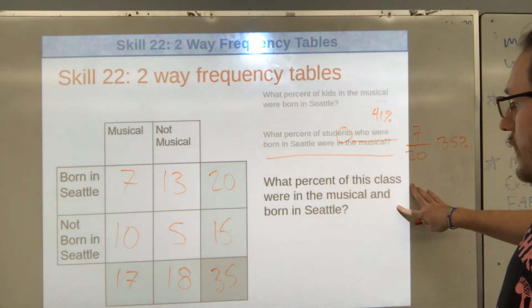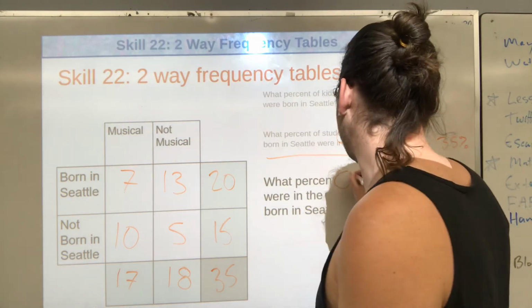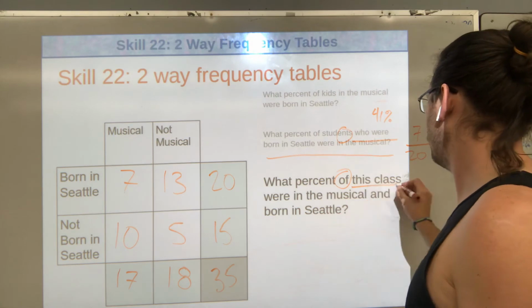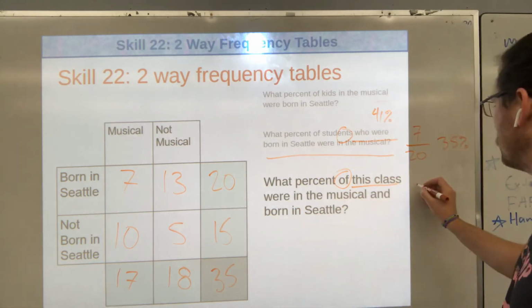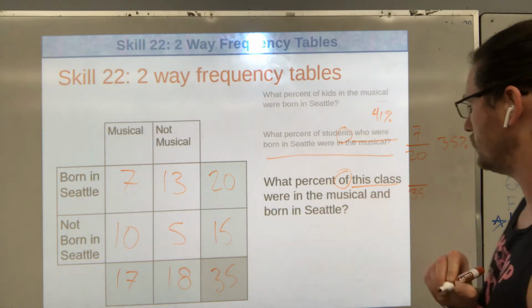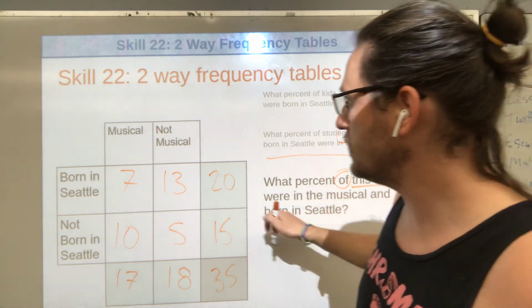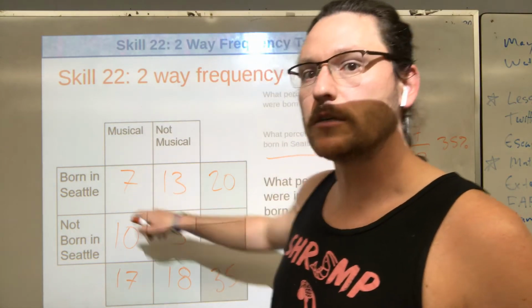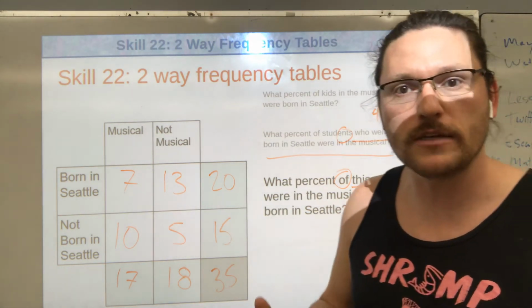What percent of the class were born in the musical, and born, I read that wrong. What percent of this class were in the musical and born in Seattle? Okay, again, we're going to hone in on our magic word of, and after of is this class. How many people are in this class? That's everybody, that's all 35 students. And then this time we're looking at people who were in the musical and born in Seattle. That's this same little square here. So we're still using 7, but we've changed the number on the bottom.